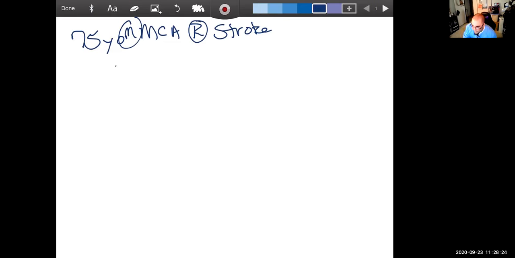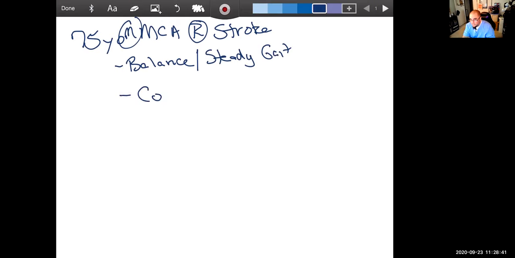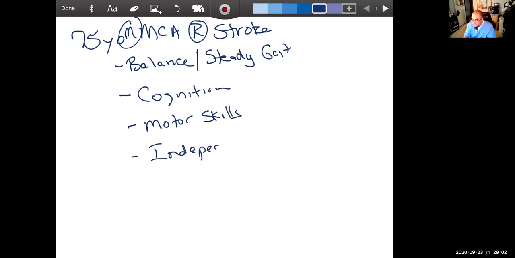Balance, good, right? We want to look at their balance. How steady their gait is, right? Their cognitive ability, great. What about their transfers? Do we want to check those out? Yeah, their motor skills, right? Their independence level. Right? We want to see how independent they are. How are they able to do most of their stuff? What about knowing their home situation?